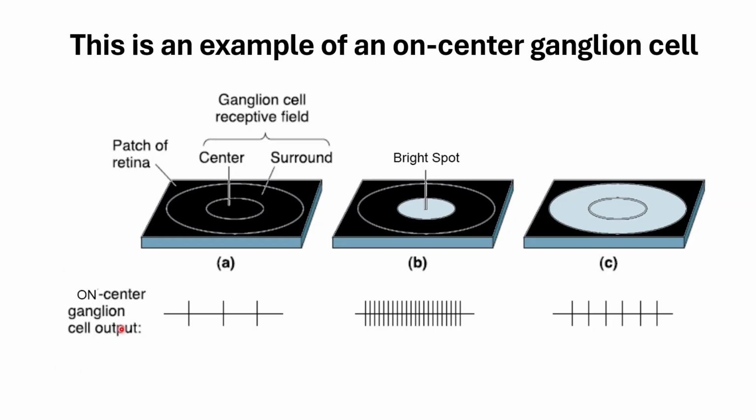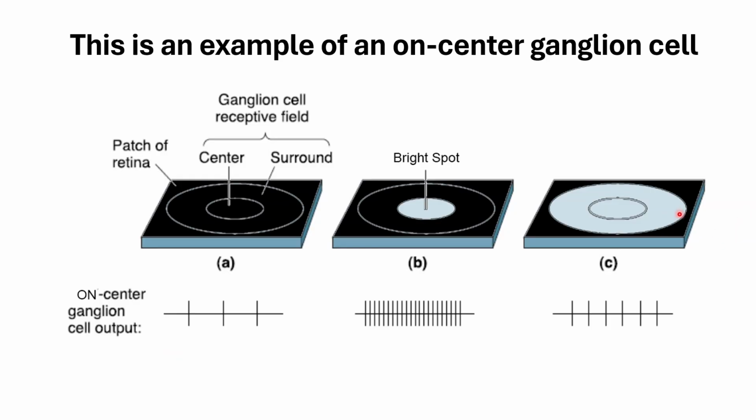So let's walk through the different steps here. If we have relatively dark illumination provided to the entire receptive field of this particular cell, we're going to have a certain spontaneous firing rate. As we increase the brightness in the center of its receptive field, this will result in an increase in the firing rate of that on-center ganglion cell. It likes it when light is turned on, therefore it's an on-center ganglion cell.